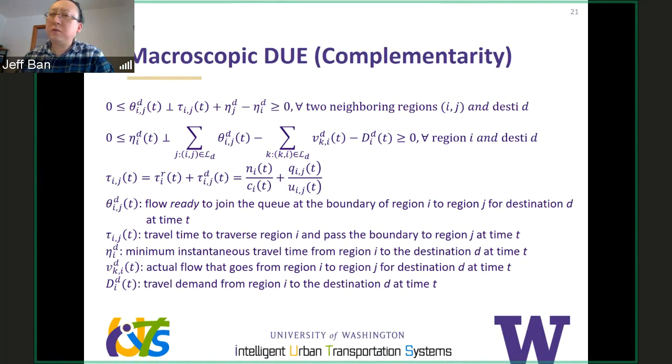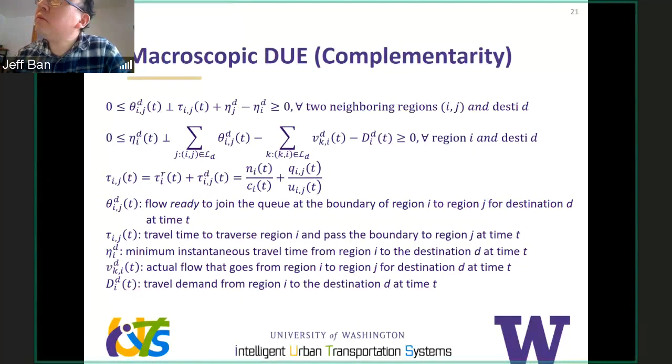When the point queues, the cars there, are they considered when you compute the travel time in the end, or do they disappear? That's the trick. I think that's the theta here: when the vehicle gets into a region, it will decide immediately which boundary I'm going to join, as part of my route choice, right?